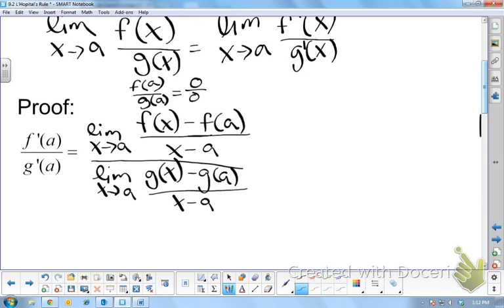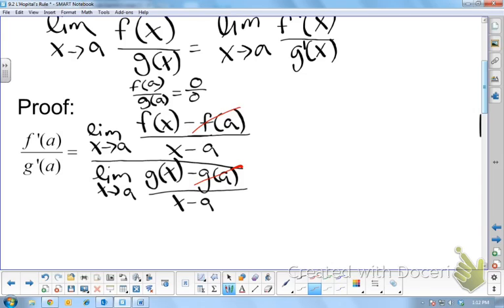So if we know f of A is 0 and g of A is 0, what can we simplify in our fraction? Because we are assuming, that's one of our assumptions, that f of A is 0 and g of A is 0. Yeah, so you can just take out f of A and g of A. They are 0.